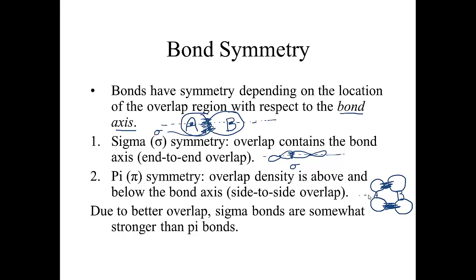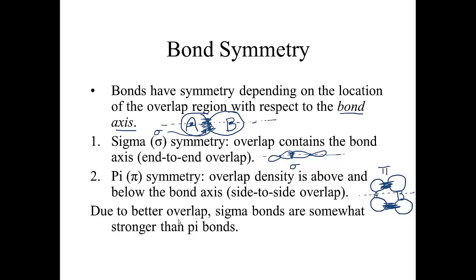Now the bond axis is going to be here, the line connecting the two atoms, but where is the overlap region? It's not here, shish kebabbed by that bond axis. It's above and below, or to either side of the bond axis. Whenever you see that, where you've got overlap side to side, we call that a pi bond, given by the lowercase Greek letter pi. So this is a pi bond, where you have side to side overlap.